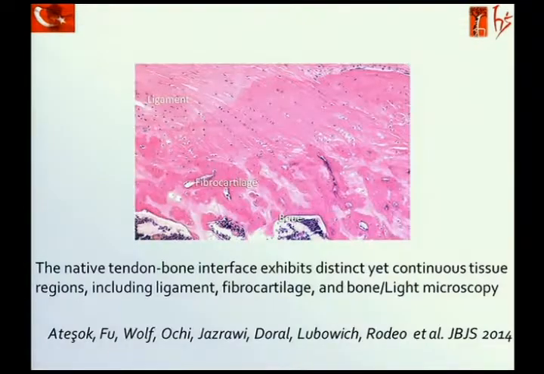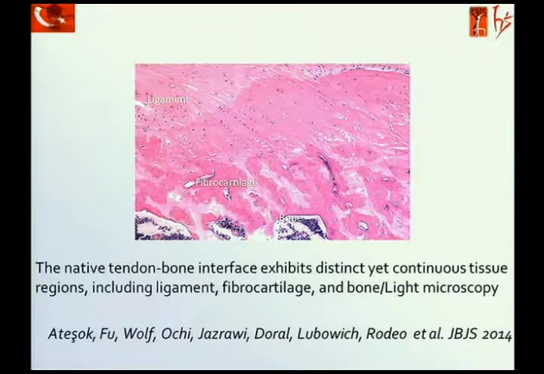In our multicentric study, at the end we said, as Dr. Ateshok said, that the native tendon-bone interface exhibits distinct yet continuous tissue regions, including ligament, fibrocartilage, and bone. Meaning this is the ligament or tendon, but fibrocartilage is the tight zone, then cartilage, and the bone. Remember the Sharpey zone. But the pes anserinus, like you know, is not one point, it's a big area.